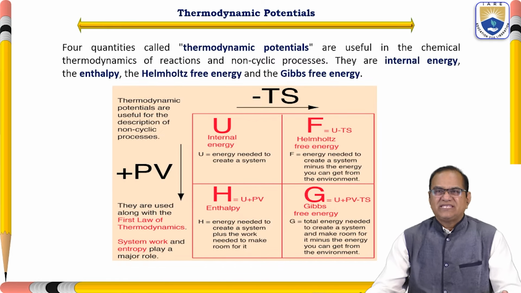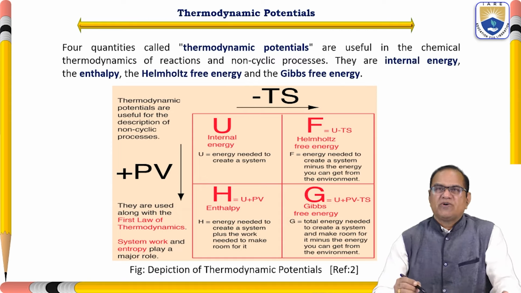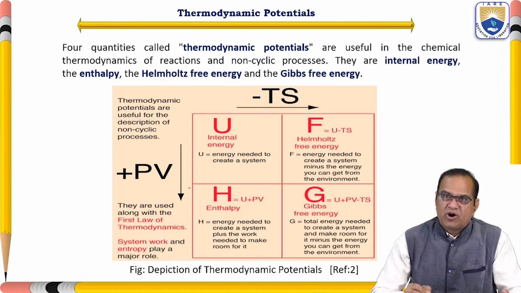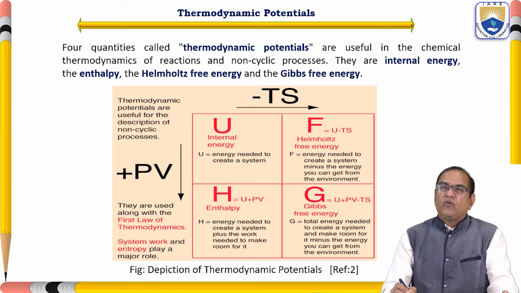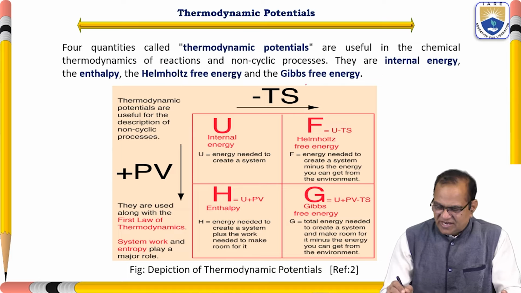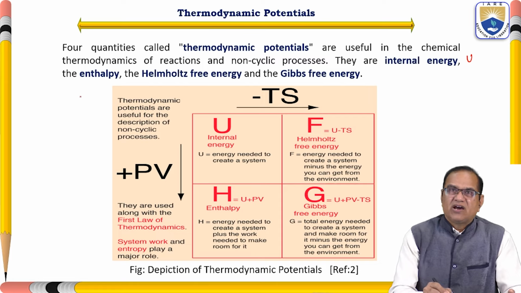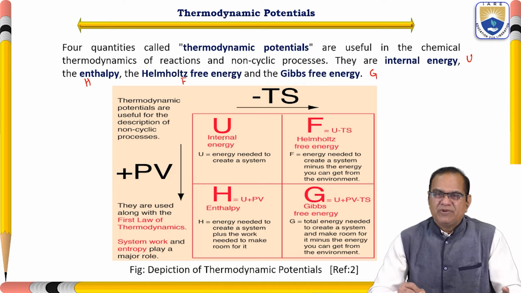Here there is a diagram. This diagram shows a plot of plus PV towards the bottom and minus TS in this direction. This is minus TS. We have seen that there are four terms: the internal energy U, enthalpy H, Helmholtz function F, and Gibbs energy G. These four terms are clubbed in a plot.